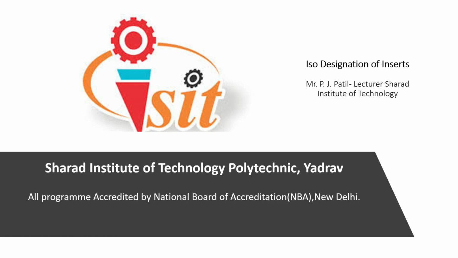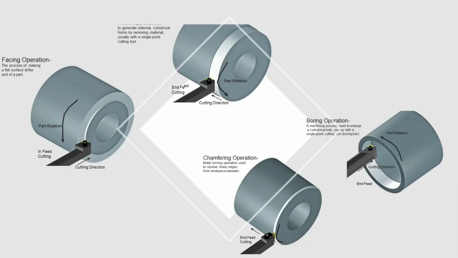Today I am going to discuss regarding ISO designation of inserts. Earlier in tool engineering, in second module, you have studied about the insert materials. So here I am going to discuss about the designation, means how you are going to identify the insert which is particularly used for either facing or turning. That depends on the operation, and that insert particularly is used for that particular operation.